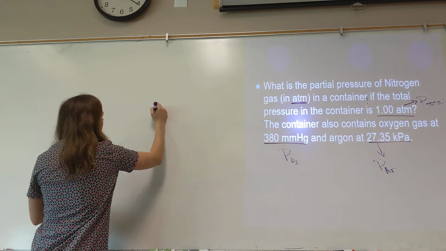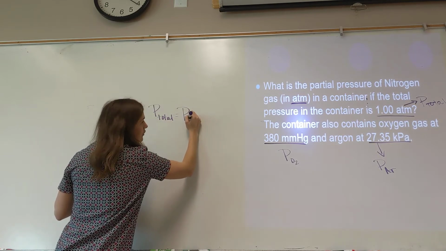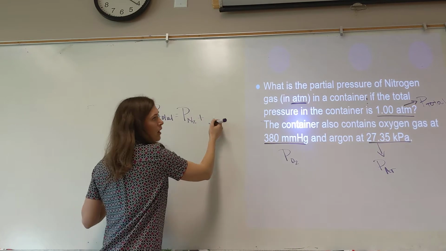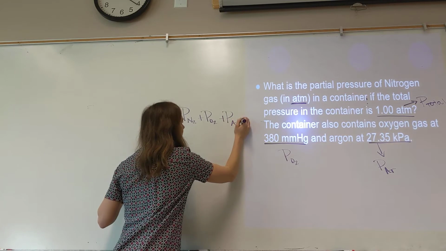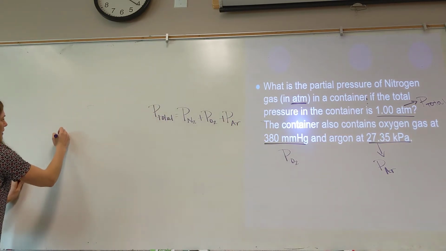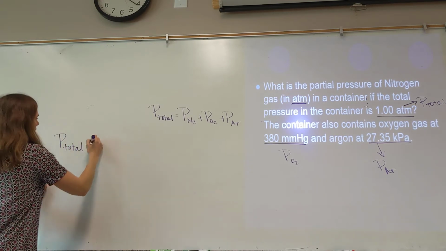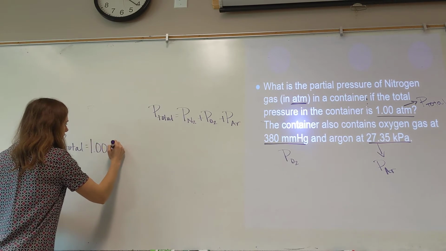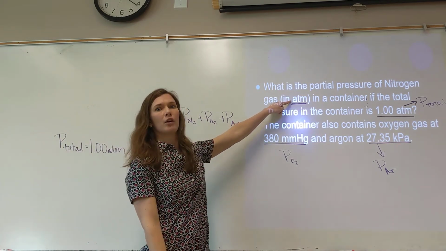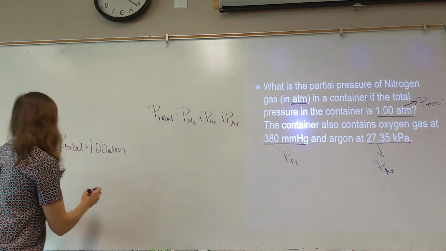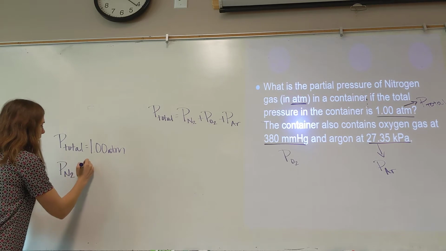So I'm going to set up my problem. P total is equal to P nitrogen plus P oxygen plus P argon. Then over here, I'm going to write P total, and I'm just going to write down all of the things that I'm given in case I need to convert anything. I don't need to convert my P total because it's in the unit that the question is asking me for. My partial pressure of nitrogen is what I'm looking for.